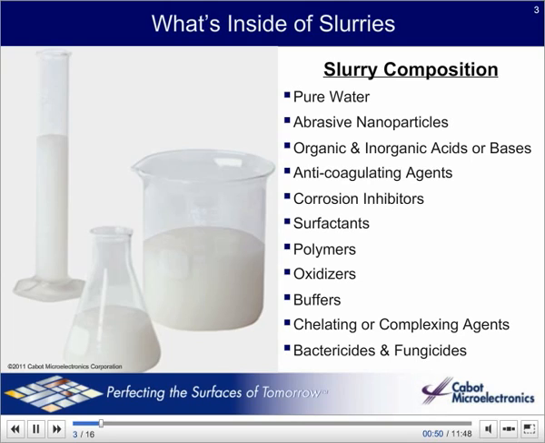This slide is a general CMP slurry composition. Slurry consists of abrasive nanoparticles for mechanical abrasion, along with a variety of organic or inorganic acids or bases for controlling pH, dispersants to prevent agglomeration, corrosion inhibitors, surfactants, oxidizers, chelating or complexing agents for controlling removal rates and transport, and biocides to keep it all from spoiling during handling and storage. The exact composition of slurry is very dependent on the specific application, and we have hundreds of different products to accommodate the needs of our customers.